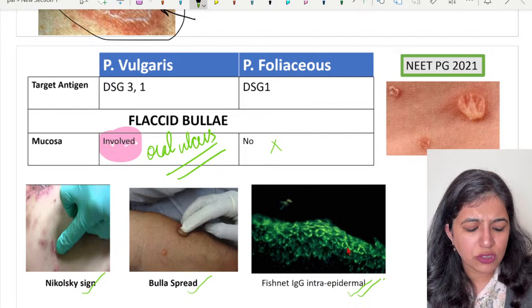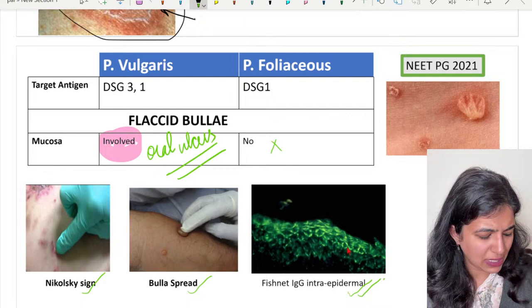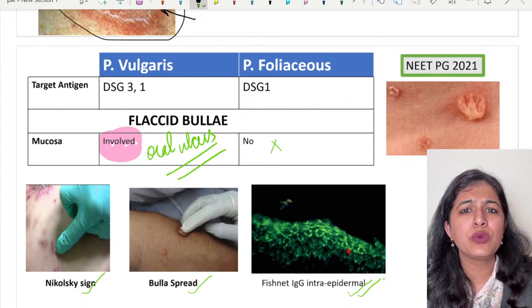So just remember, where is Nikolsky sign seen? It is seen in pemphigus. Where is bulla spread sign positive? Pemphigus. Where is fishnet IgG pattern seen? Pemphigus. As simple as that. These are just the basics they ask you. They will not ask you a lot.